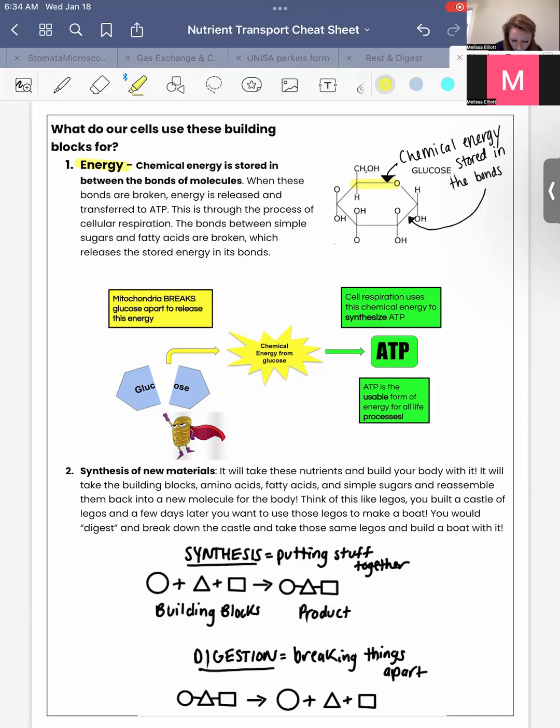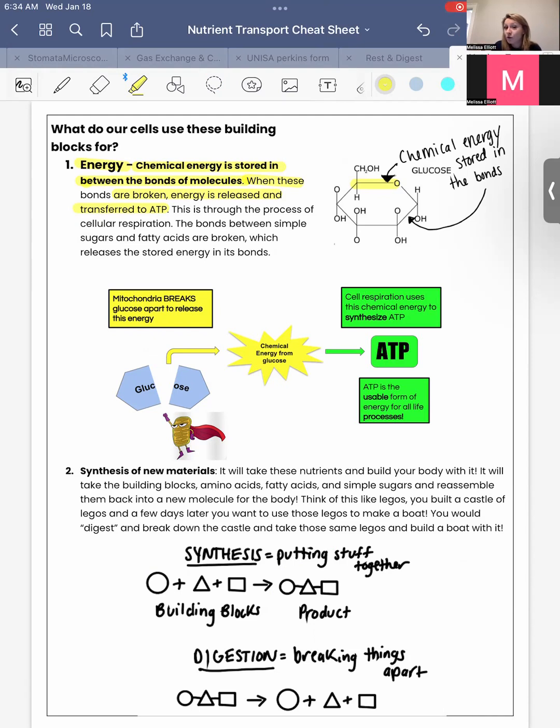So we're going to go ahead and highlight that chemical energy is stored in between the bonds of the molecules. Okay, and we're going to say when these are broken, energy is released and transferred to ATP. So this is actually how we take glucose, and we're going to kind of break those bonds, and that energy gets transferred to ATP. Okay, so I made this diagram to kind of show this, right?